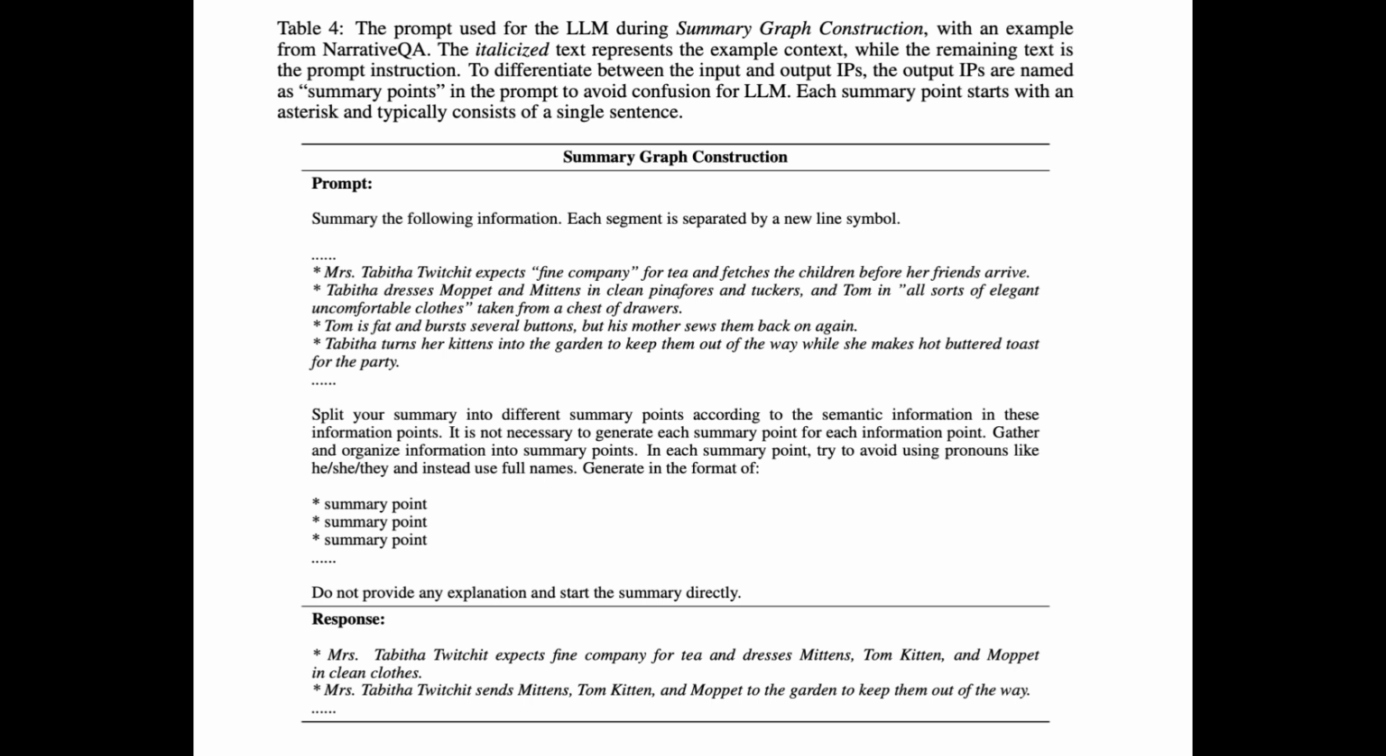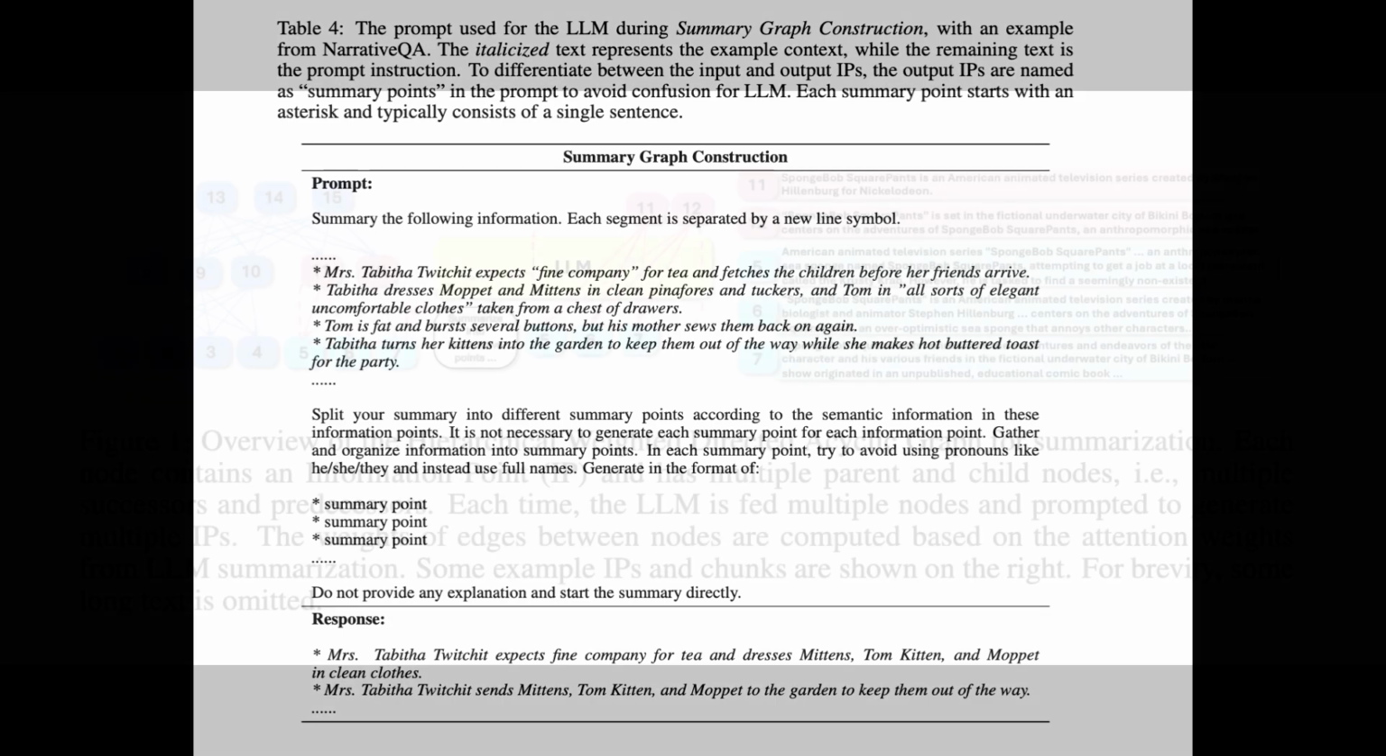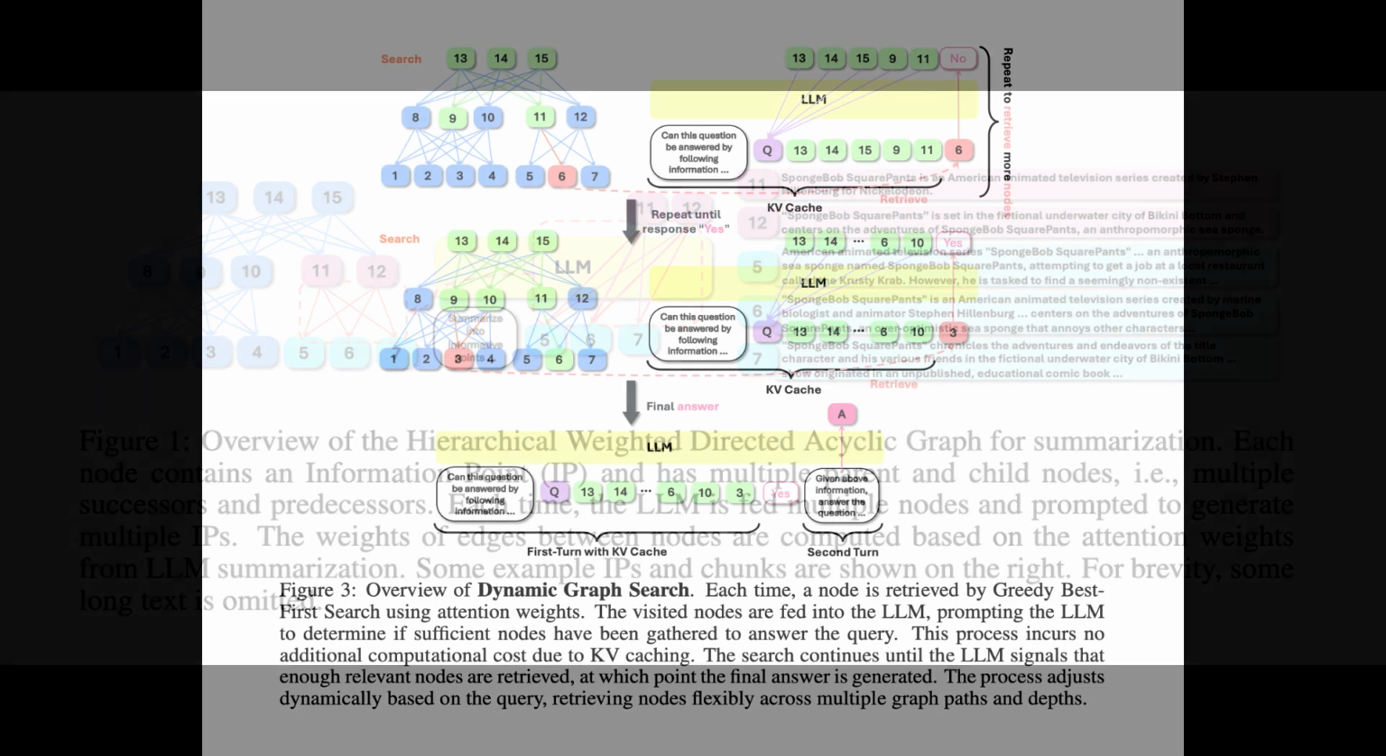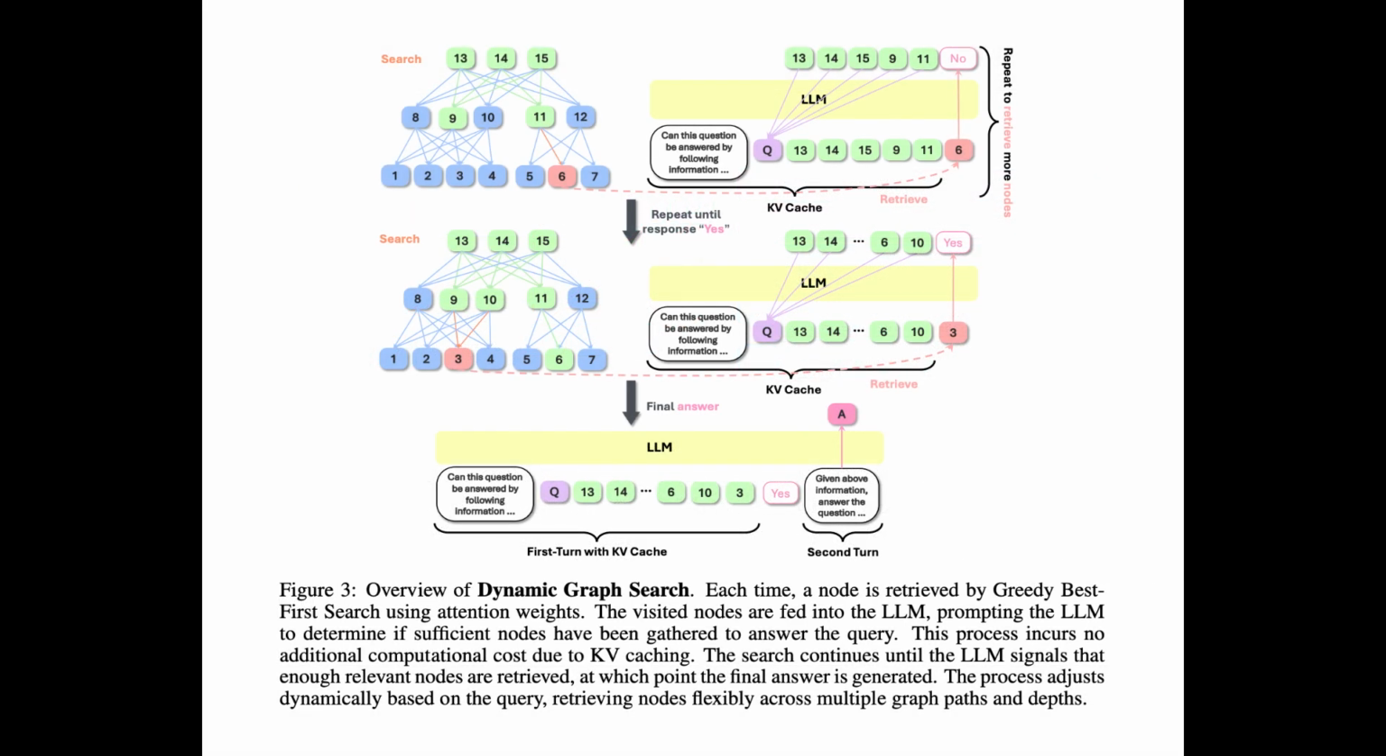Garlic operates in two main stages. In the first stage, Garlic creates a summary graph. Each section of the document is summarized into bullet points or IPs, which are then connected to each other based on how closely they relate. The second stage is dynamic graph search. It uses a greedy best-first search, constantly evaluating whether it has enough information to answer your query. The cool part? Garlic knows when to stop searching, which keeps things efficient.